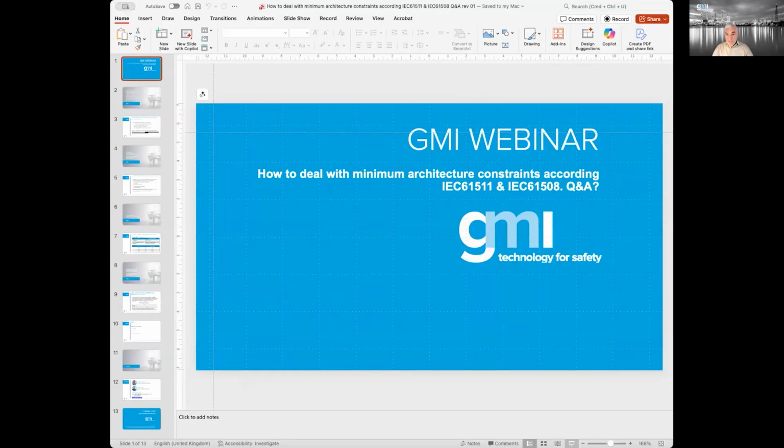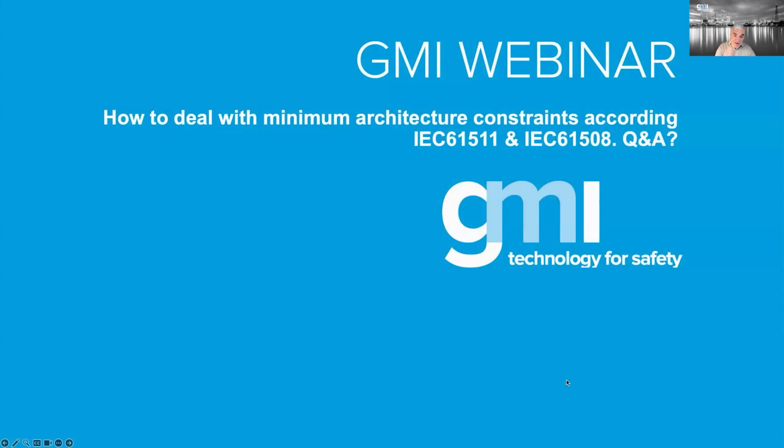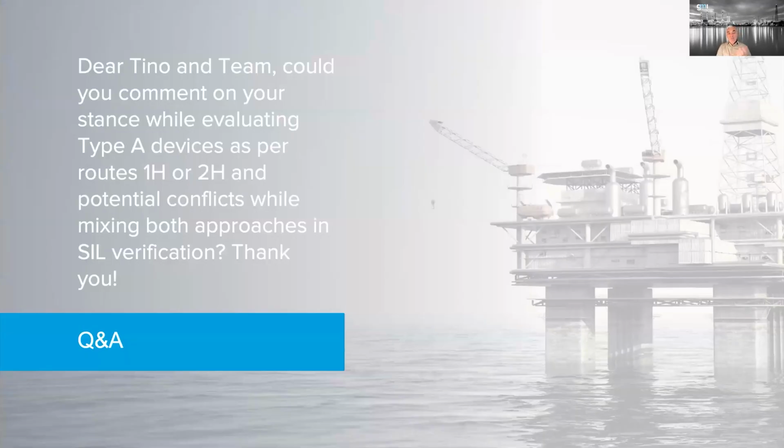So we collected some questions, as we mentioned at the beginning of this webinar. How to deal with the minimum architectural constraint topic raised questions from a few people at registration already. So I copied the question and I'm trying to give you a condensed answer. Dear Tino and team, could you comment on your stance while evaluating type A devices as per route 1H or 2H, and potential conflicts while mixing both approaches in the SIL verification? Thank you. If you remember, one of my slides said we are mixing this, which is confusing in the market.